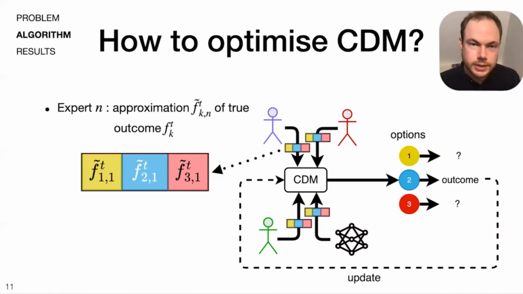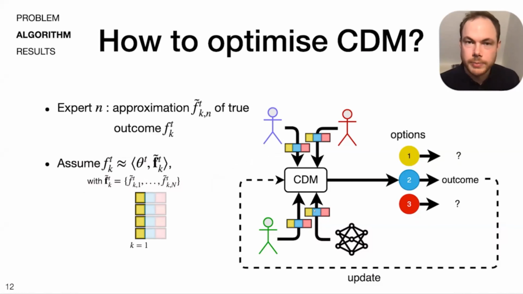So remember that we're dealing with experts that might change over time, so this is why we have this t superscript in this notation. So how do we actually use these estimates? What we propose is to assume that a true outcome can be approximated by a linear combination of the estimates given by the experts. So we would look at each expert's advice and, for example, take the first element from each expert. This gives us the estimates for the first arm, which we transform into an estimated outcome using a dot product with our learned weights theta.